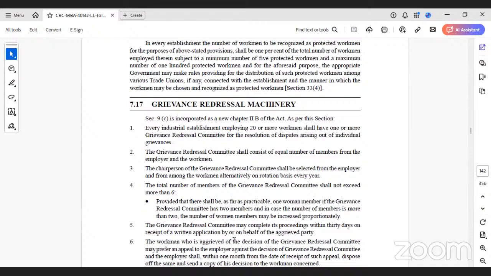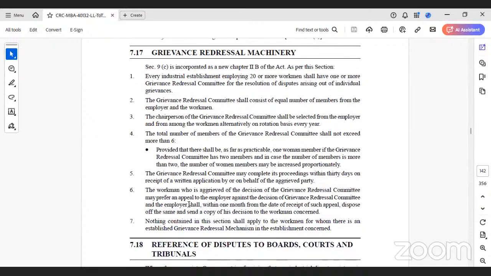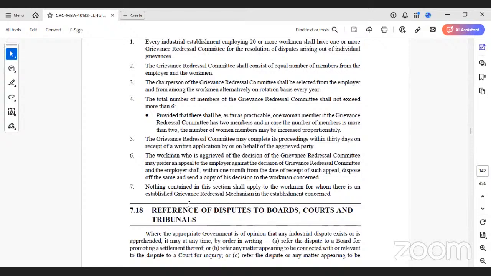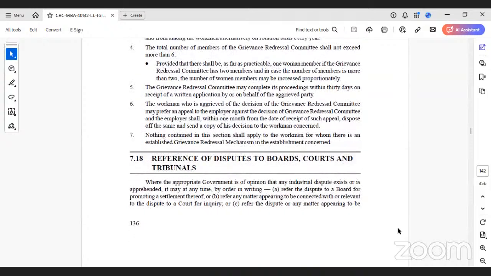And the total number of members of the grievance redressal committee shall not exceed 6. And the committee shall complete the proceedings of its inquiry within 30 days on the receipt of a written application on behalf of the aggrieved party. And the workman who is aggrieved by the decision of the grievance redressal committee may prefer an appeal to the employer against the decision from the date of the receipt, and nothing contained in the section shall apply to the workman for whom there is an established grievance redressal mechanism in the establishment.